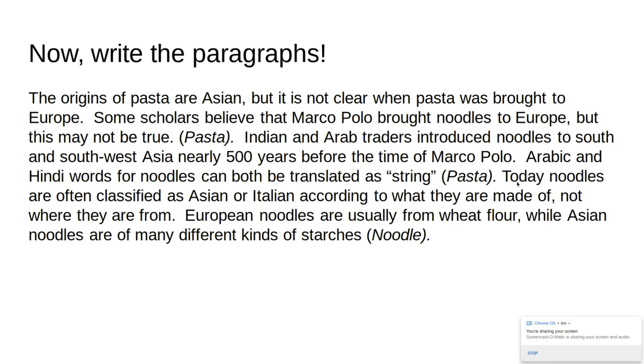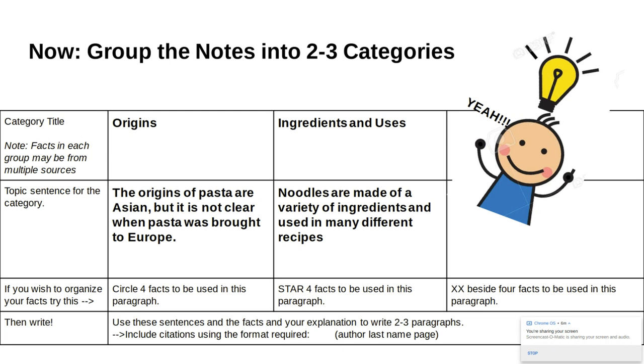My next paragraph: today, noodles are often classified as Asian or Italian according to what they're made of, not where they are from. European noodles are usually from wheat flour, while Asian noodles are of many different kinds of starches. Now that's my paragraph. You can write a much better one than that, but that's what I have. I'm talking about the origins of noodles in this paragraph. In my second paragraph, I'm going to talk about ingredients and uses. Okay, I didn't write that one for you.